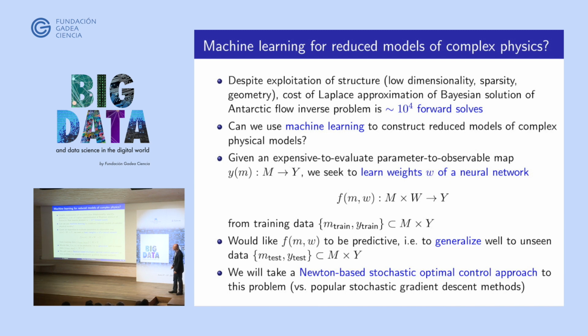But the idea is to come up with some representation, f, that depends on the model parameters, and in this case, let's talk about a neural network. So these will be the weights and biases W of the network. And we're going to train this representation using training data. But what we're really interested in is that this network be predictive. It generalizes well to unseen data. That's what everyone worries about.